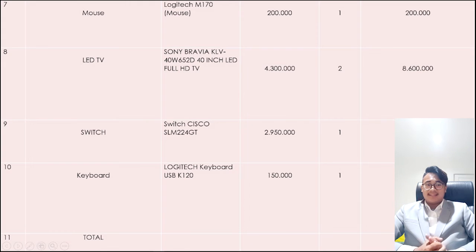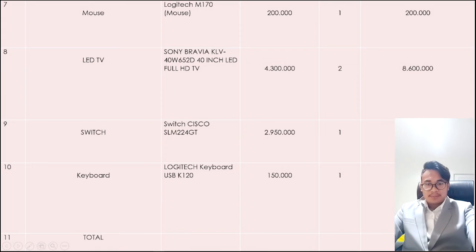We have 2 of those, so in total it is 8,600,000. Then we have the switch. It costs 2,950,000 rupiah. Then we have the keyboard. It costs only 150,000. Then we have the KVM switch, which only costs 370. So in total for all of them is 34,450,000 rupiah. And thank you.